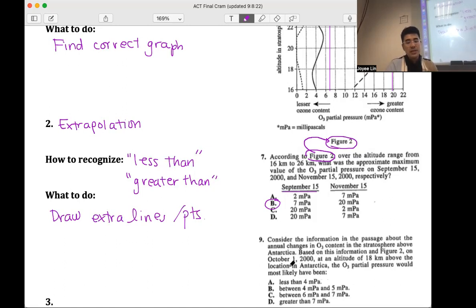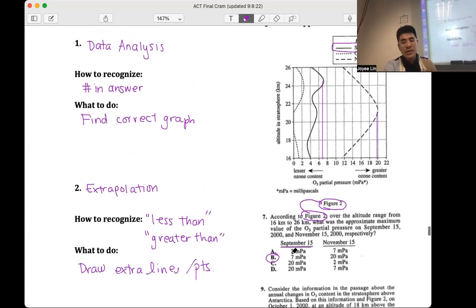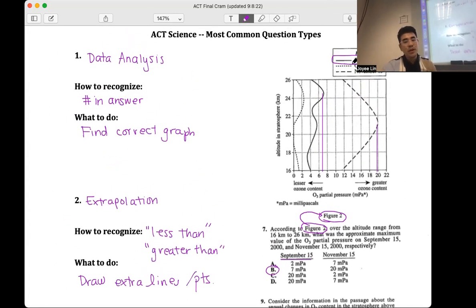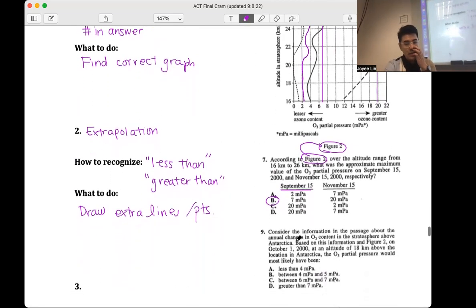So here it says, based on figure 2, we want to stick in October 1, right? Well, where do we stick in October 1? October 1 falls in between September 15th and October 15th, right? So if we literally want to draw in the line, maybe my line looks something like this, right? So please draw in the line when you see extrapolation questions, or extend the line if you need to.